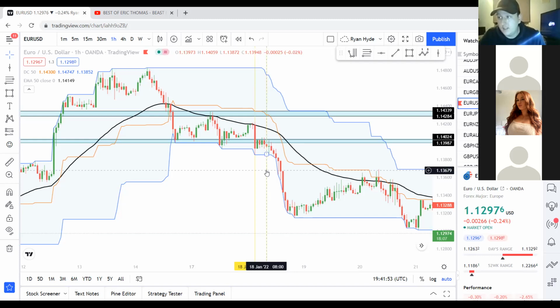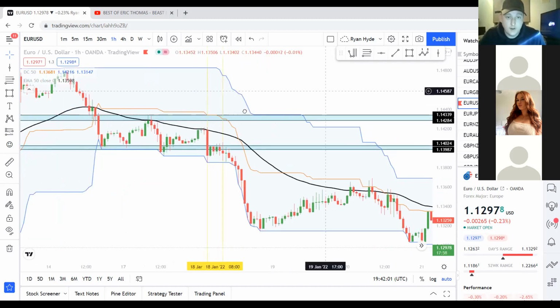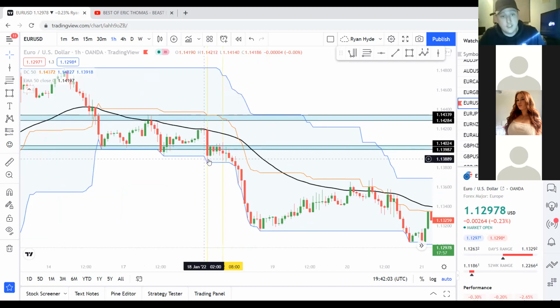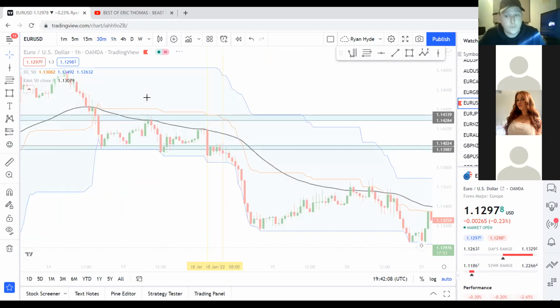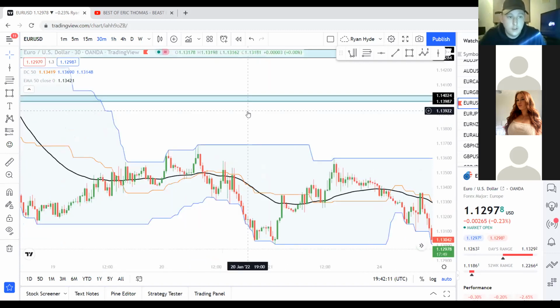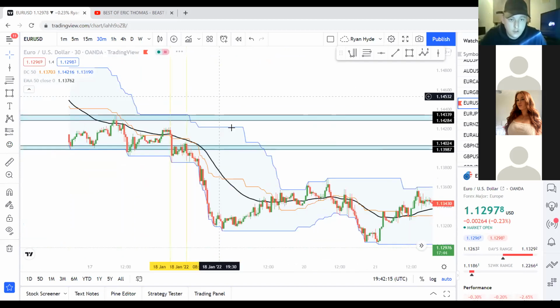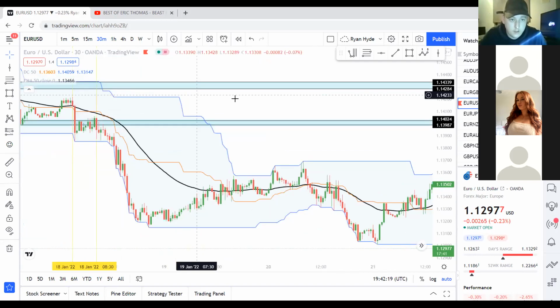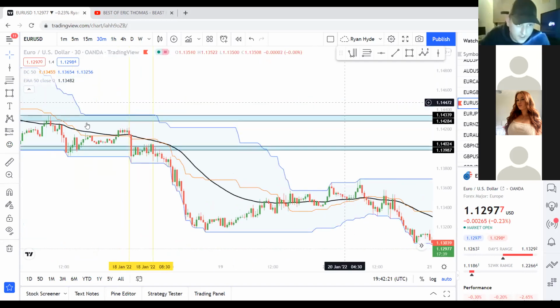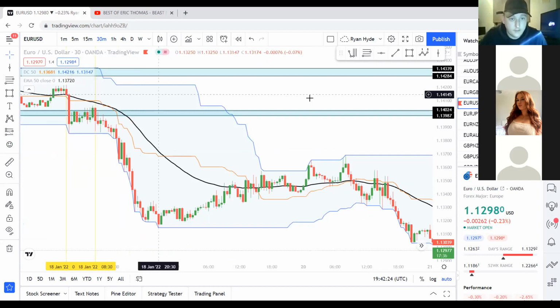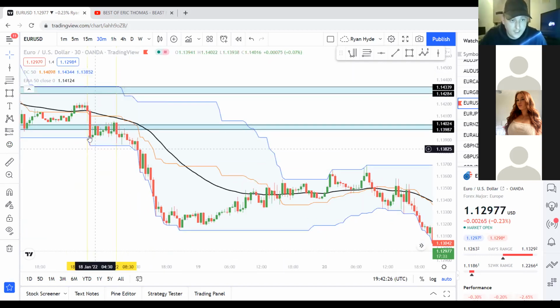The second confirmation on the checklist is a retest at least back to the zone. So we know that price has broken out now. There's a 1 hour candlestick that closed outside of our zone. So if we drop down to the 30-minute time frame, you can see this is where price has broken out, this red candle, and you can see the price has come back up into that zone.